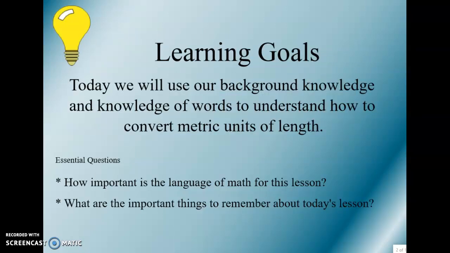So today we're going to use our background knowledge and knowledge of words to understand how to convert metric units of measure, especially in this.